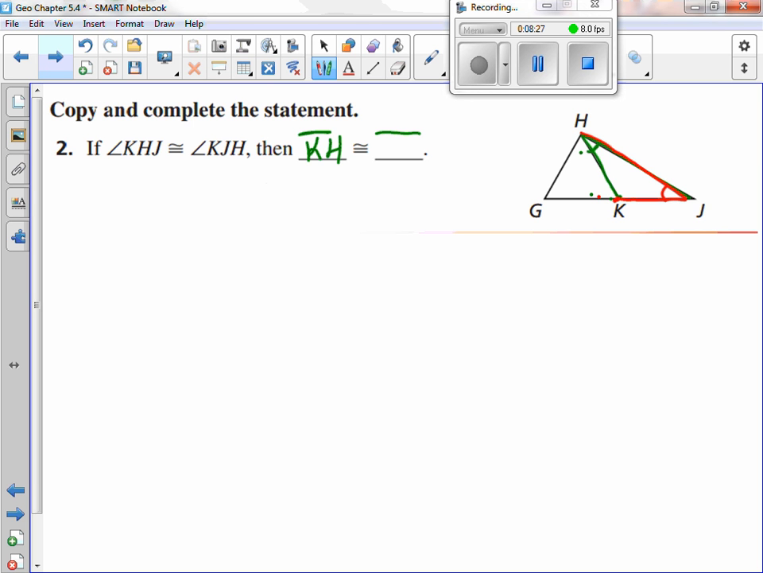So KH would be congruent to JK because those are the sides opposite those congruent angles. Those are the sides that are opposite those congruent angles.